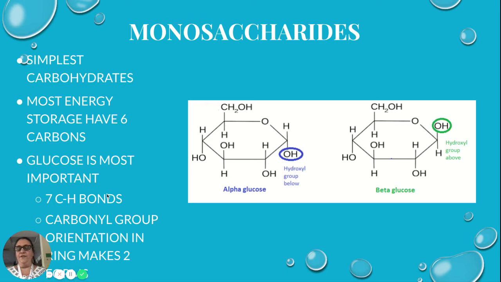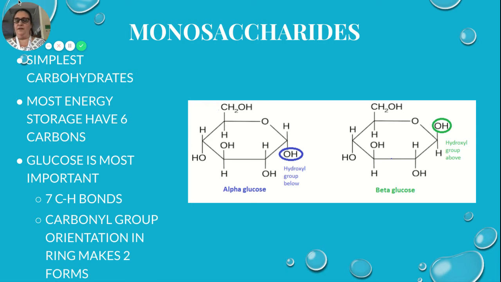In glucose itself, there are 7 carbon to hydrogen bonds and a carbonyl group orientation. And from there, the orientation of that makes 2 different ring forms. And we're also concerned about this hydroxyl group here. I'm sorry, I said carbonyl. This is supposed to be hydroxyl group. Correction on that slide. I will make sure to correct that.